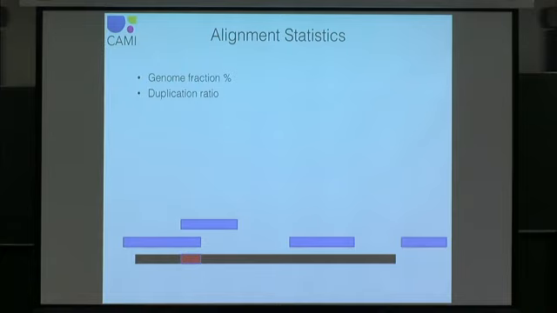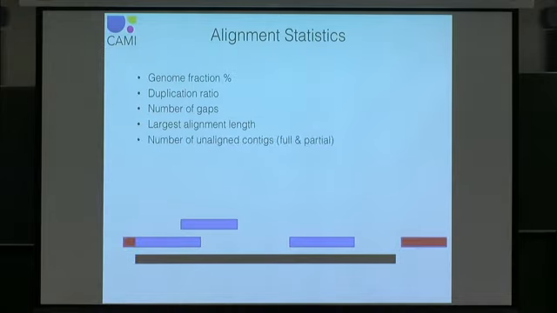You can look at duplication ratios. So these two contigs here are actually overlapping, and then this part of the genome is duplicated. You can look at the number of gaps or the length of the gaps. Basically, you can look at the largest alignment length, or you can look at the number of unaligned contigs, which is weird because the assembler generated something which doesn't exist in the reference.